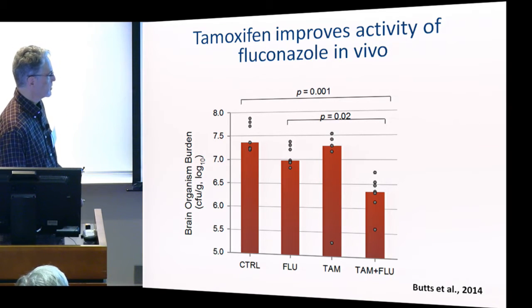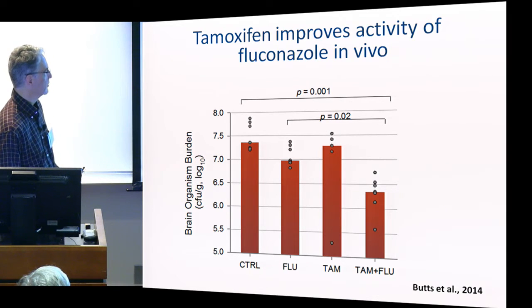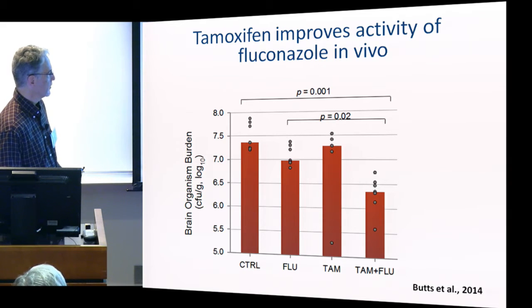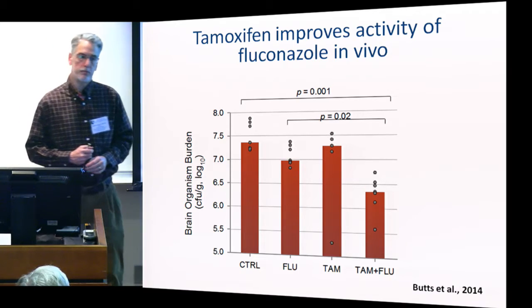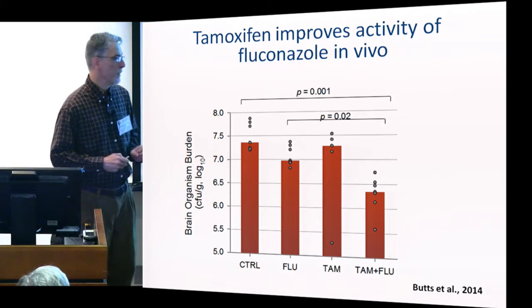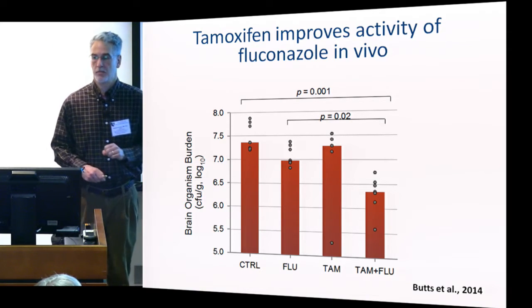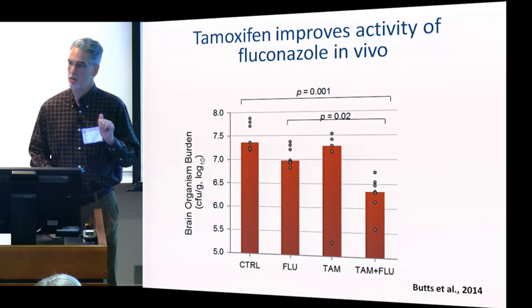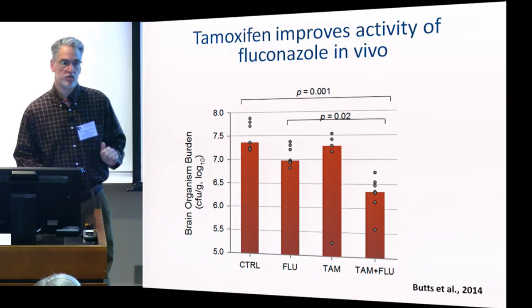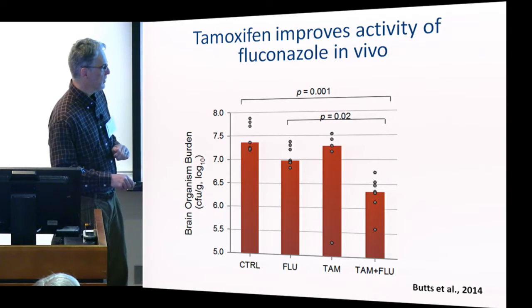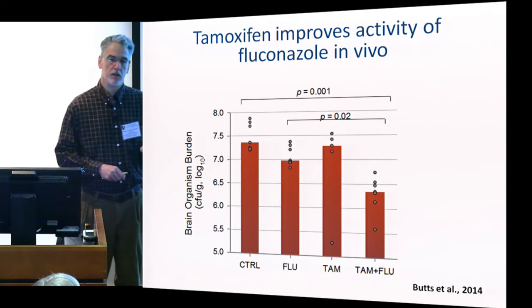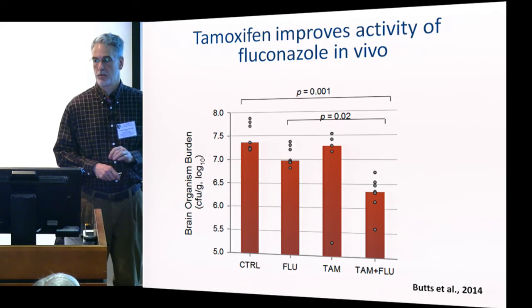Turns out that we can show that tamoxifen plus fluconazole in a mouse model of Cryptococcus is better than either of the single drugs alone, and gives us about a log plus kill in the brain burden. Now, this experiment is limited by the fact that the metabolism I told you about before is extremely rapid in mice. And so the doses that we're using here provide the equivalent of a 25 milligram dose in a human.